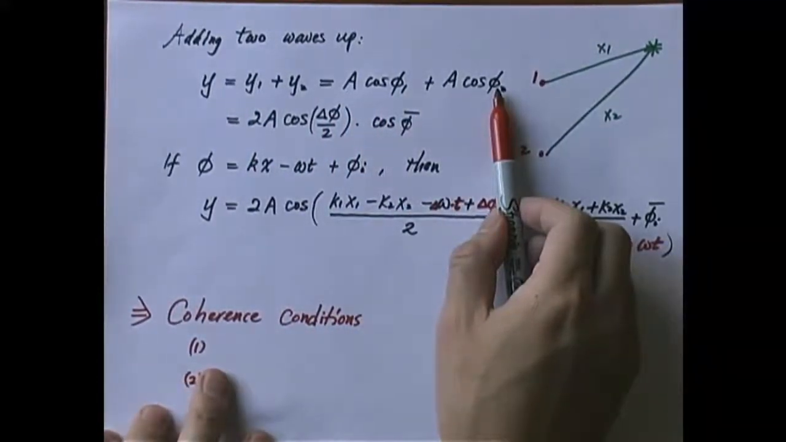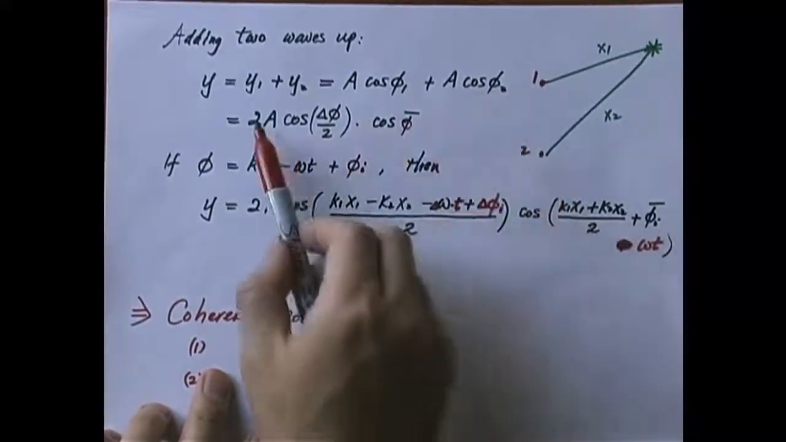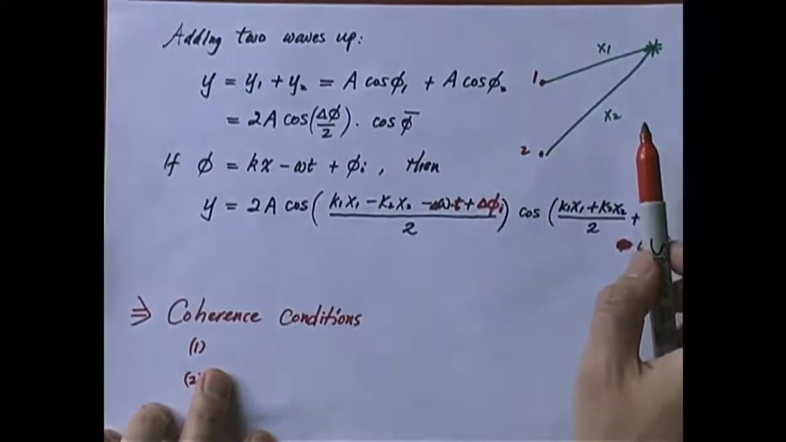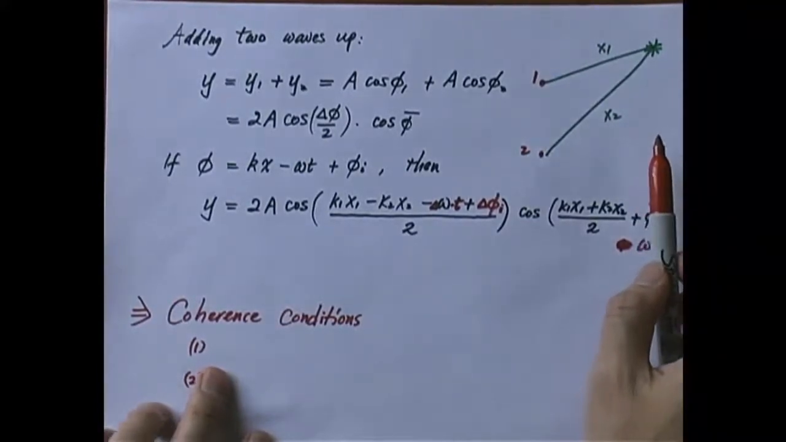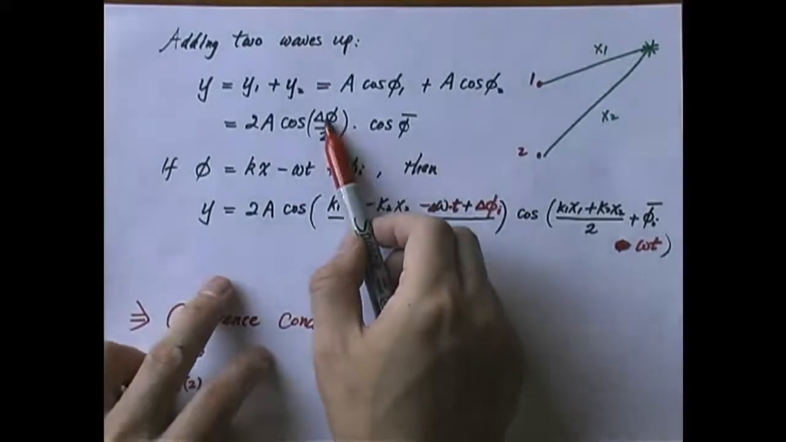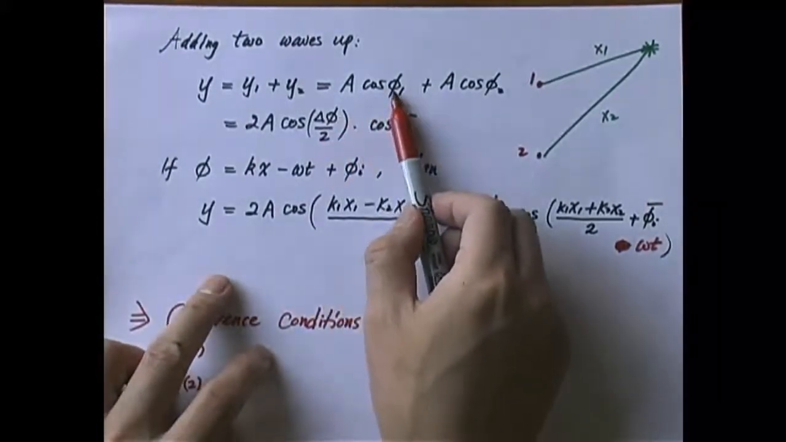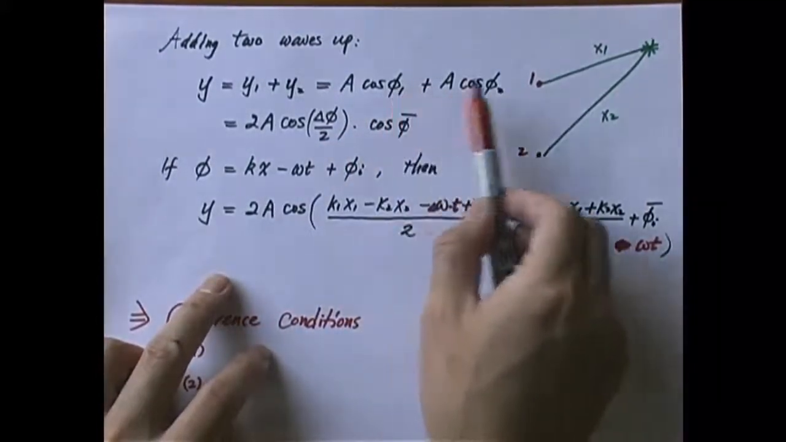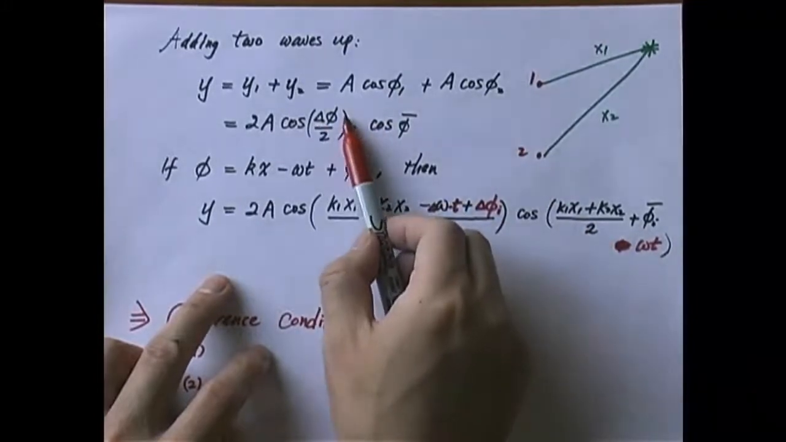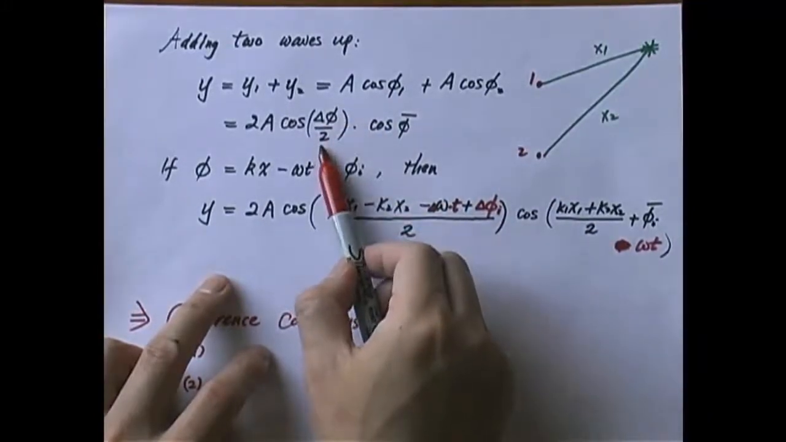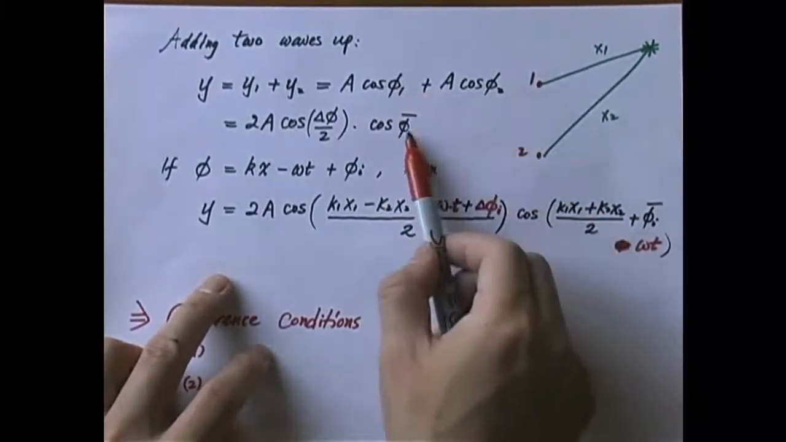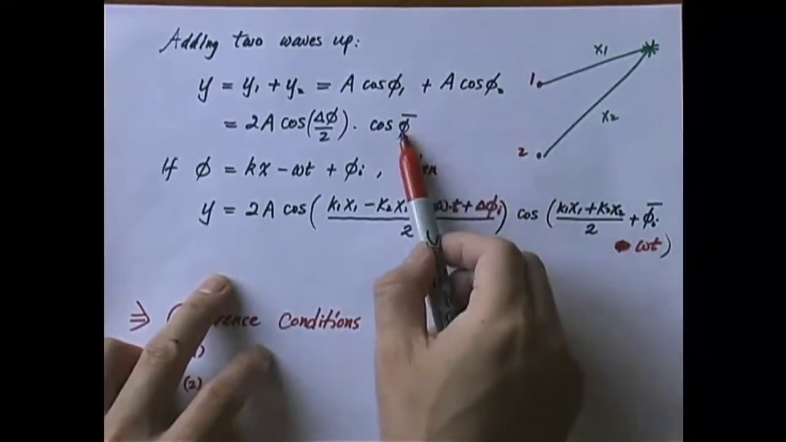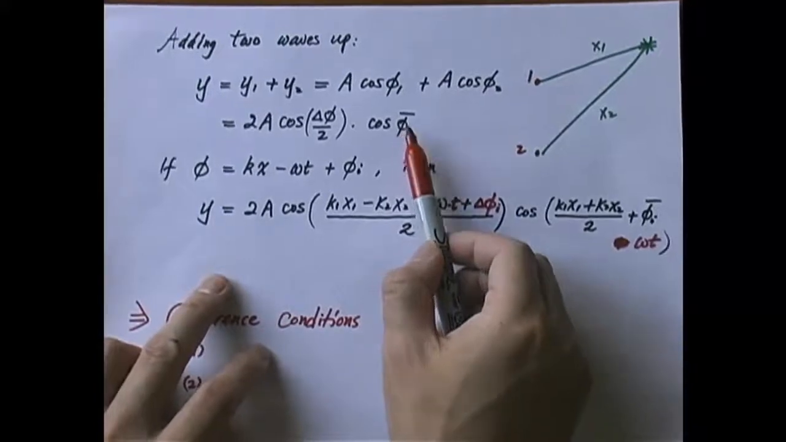Now you know the formula, cosine alpha plus cosine beta. What's that formula? It's 2 times cosine of alpha minus beta over 2, and then cosine of alpha plus beta over 2. Here alpha minus beta over 2: alpha is phi 1, beta is phi 2, so it's phi 1 minus phi 2 divided by 2. Phi 1 minus phi 2 is, of course, delta phi, divided by 2. And then the next one is alpha plus beta over 2, so phi 1 plus phi 2 over 2, which is, of course, the average phase, phi average.